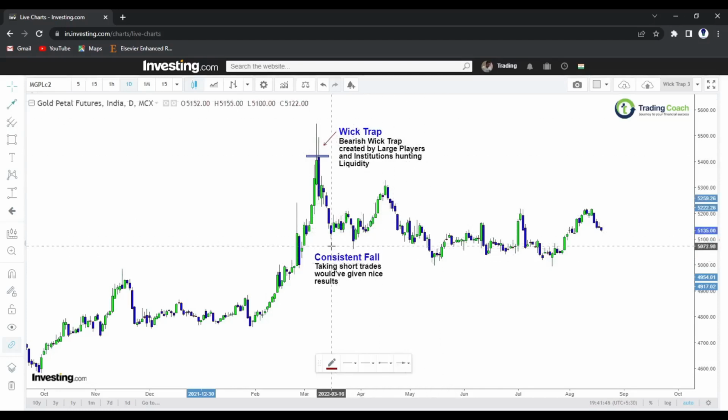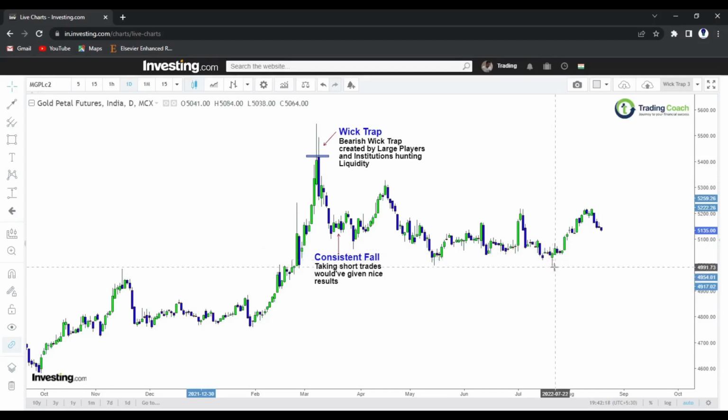So as I pointed out before, right after this wick there is a nice sell-off, and if you have taken a short trade right after the close of this candle, if you have entered exactly here, it would have given you some nice results. You would have made some decent returns on this particular trade. All right, so just like this, we can also see another wick trap exactly over here.